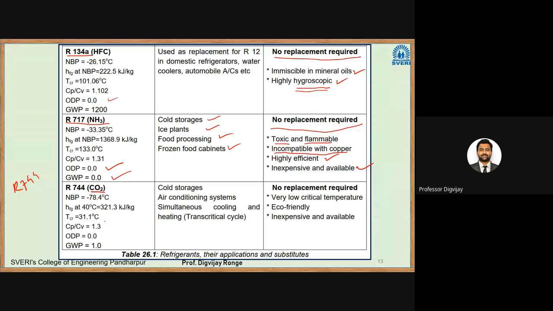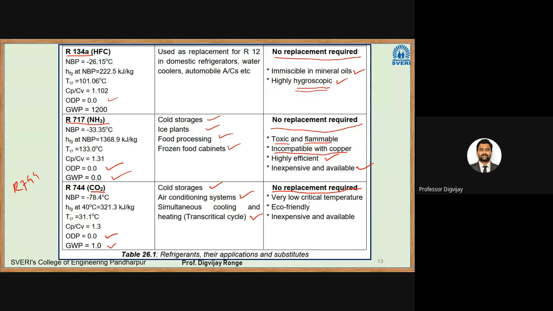You can see its ozone depletion potential is zero, but it has a global warming potential of 1, because we use CO2 as the reference gas in determining global warming potential. CO2 is used in cold storages, air conditioning systems, and simultaneous cooling and heating, in transcritical cycles. For this also no replacement is required.